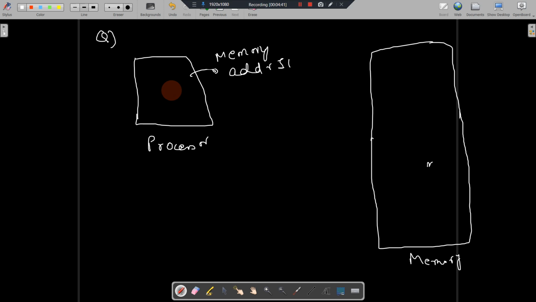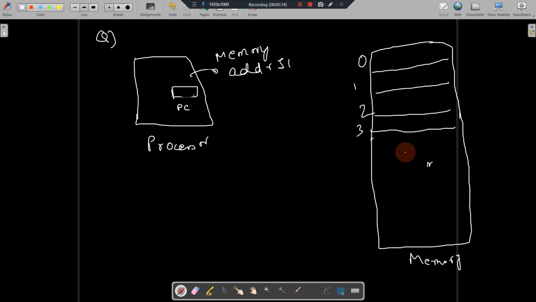Now the processor, in its program counter, is storing an address, for example 1001. Let us take decimal addresses for right now. After finding the pattern we will write the binary addresses. The addresses suppose are 0, 1, 2, 3, and so on. And in the program counter, suppose we are trying to access address number 3.